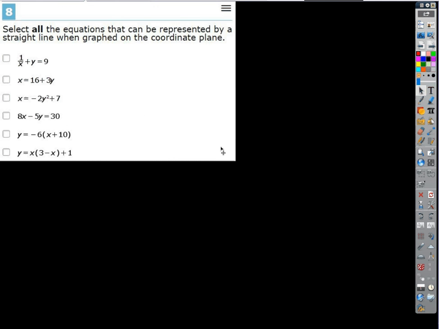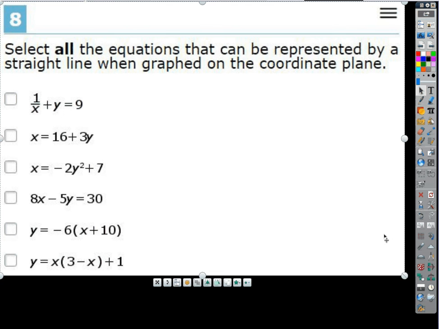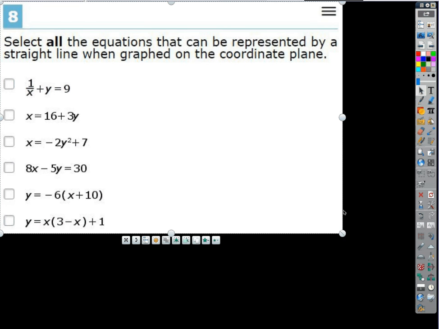Okay, what about these? Now let's talk about these. There's a lot of stuff like this on SBAC. These are really simple. There's a couple ways you can think about this. One thing I want to remind you of is that there's only two ways we ever write linear equations, really. Ever.